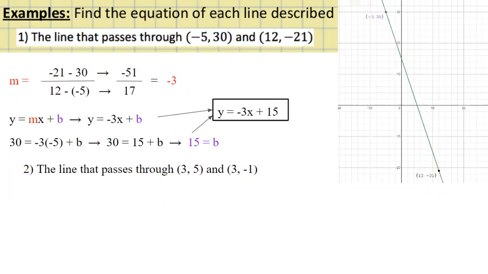Now let's try a second problem. This one gives us the points 3, 5, and 3, negative 1. Those of you with a keen eye may have noticed that the x-coordinates here are the same, but we'll see if that causes a problem in a second. So let's try to find the slope first. We'll again divide the difference of the y-coordinates, or negative 6, by the difference of the x-coordinates, 0. It gives us a slope of undefined. Well, we can't divide by 0, so how do we find the slope? Well, quite simply, we can't.